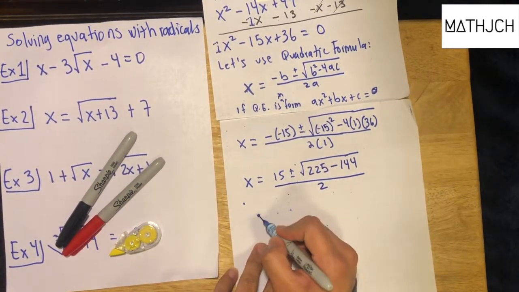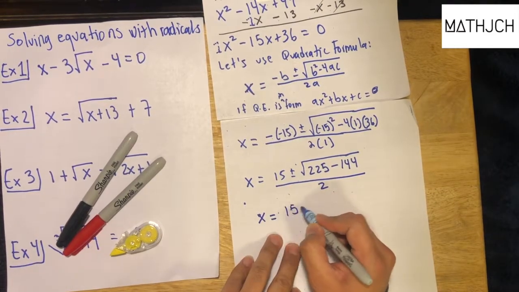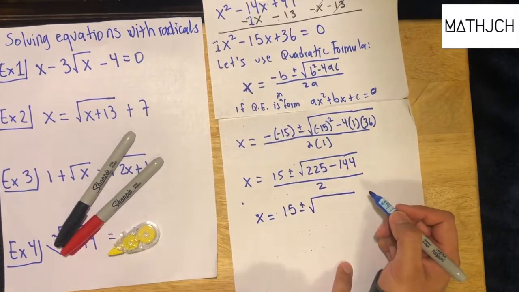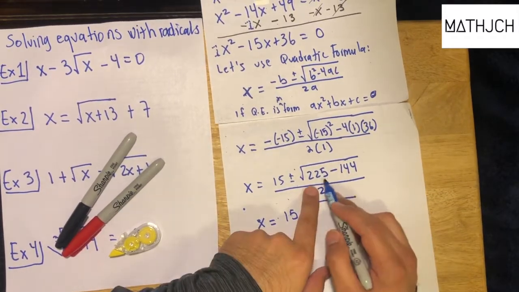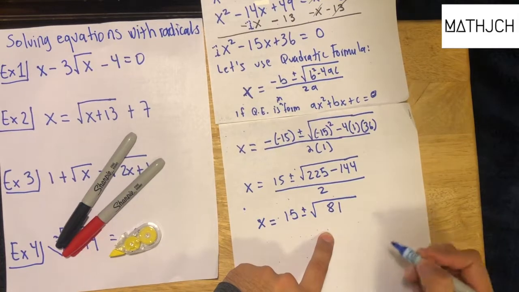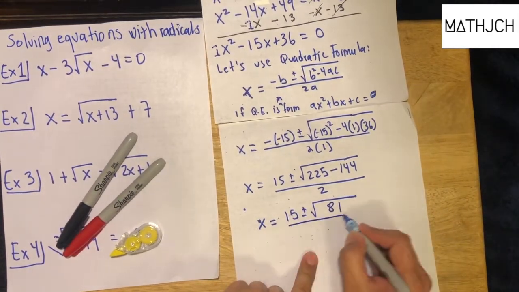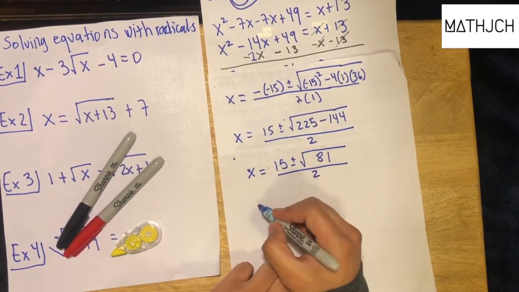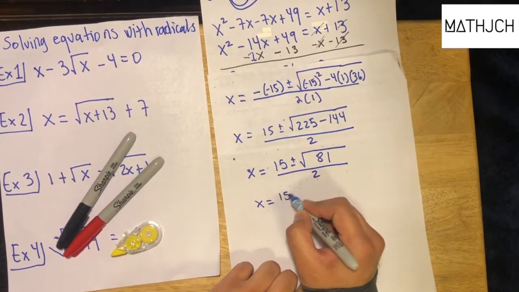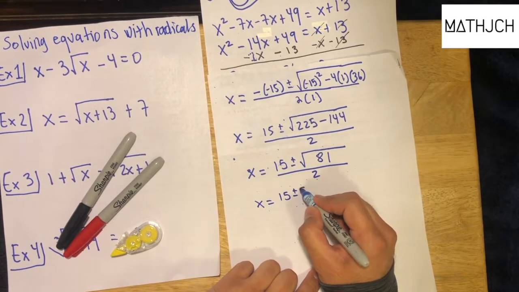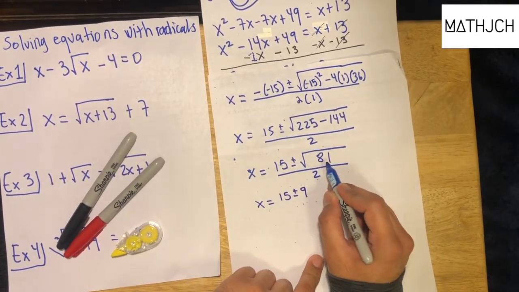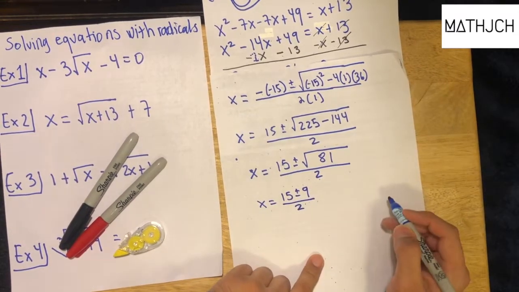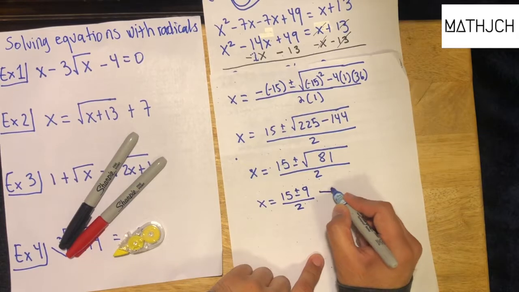Then let's keep simplifying, okay? 15 plus or minus. Now we have 225 minus 144. So when you do the subtraction, we're gonna get 81, and everything divided by 2. Now let's simplify the square root of 81. We're gonna have 9, because the square root of 81 is 9, because 9 times 9 is 81, and divided by 2.